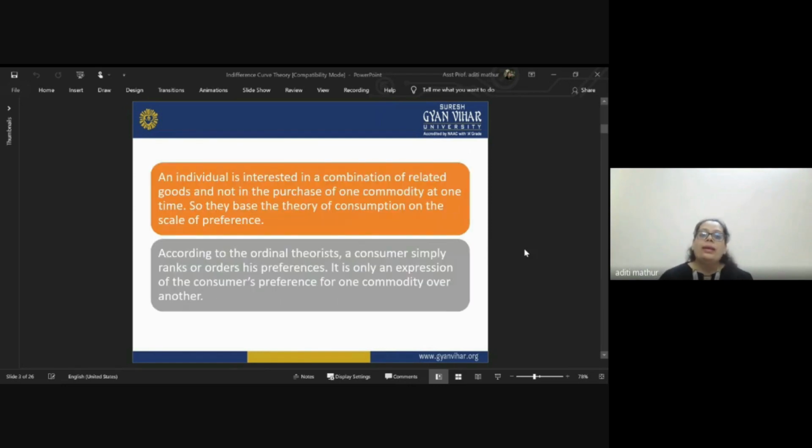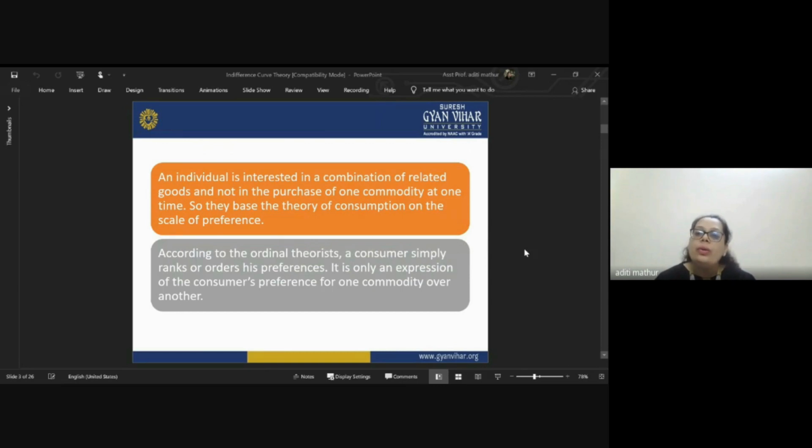So an individual is interested in a combination of related goods and not in the purchase of one commodity at one time. The statement which is there on your screen is 100% true, and you can also relate that your interest will be to buy a combo, a combination of two related goods.